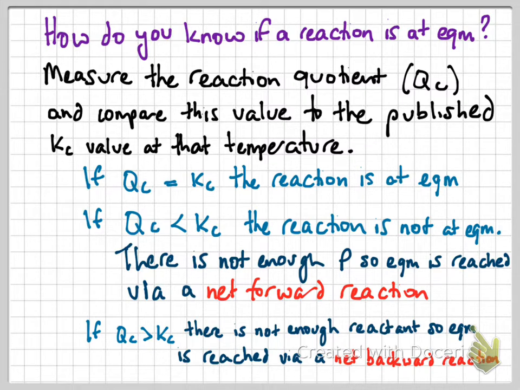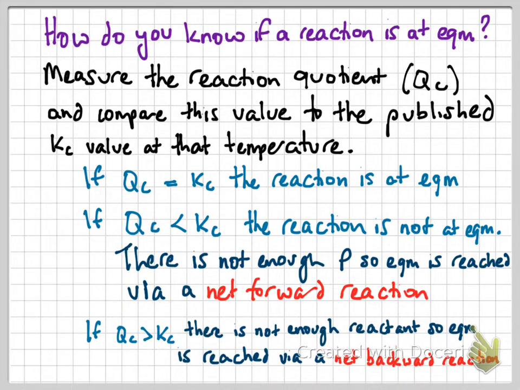Now that seems strange. How can you have not enough reactant? What it is, it's the person has put the product into an empty vessel and not enough time has passed for them to turn into reactants. So not enough time has passed to reach equilibrium via a net backward reaction, i.e. the backward reaction needs to go faster than the forward one.